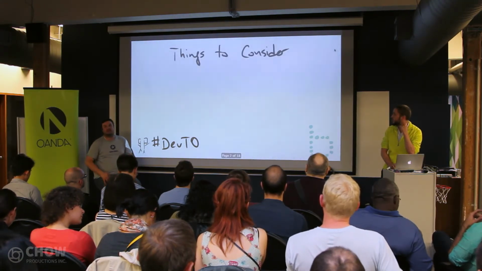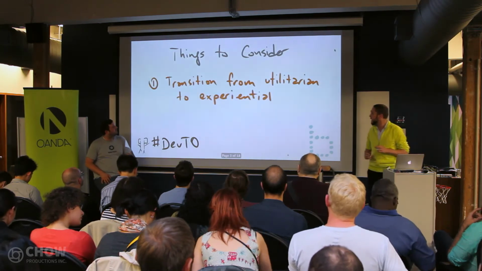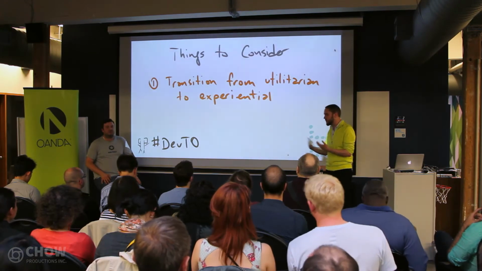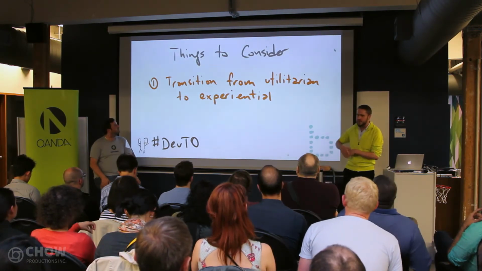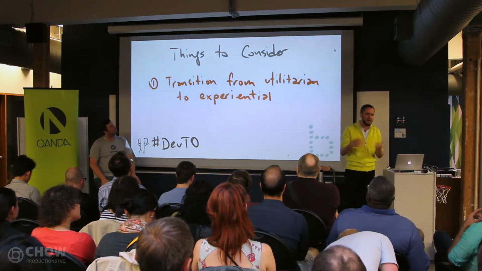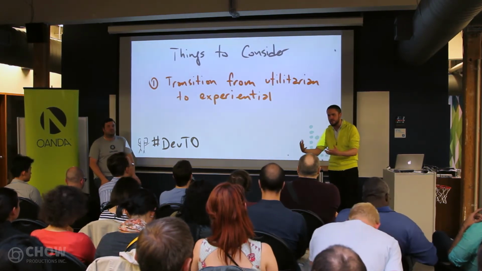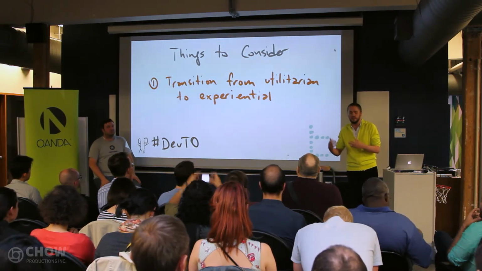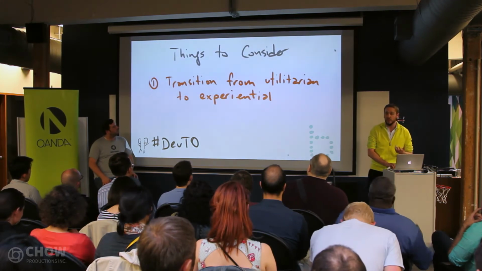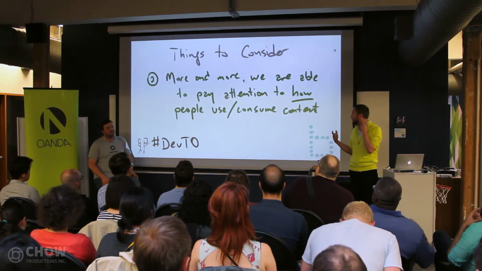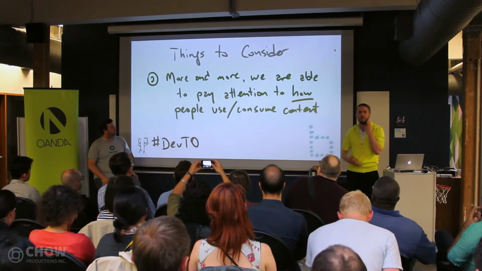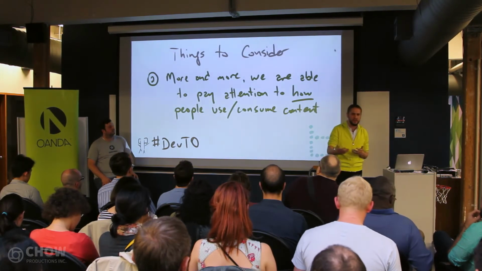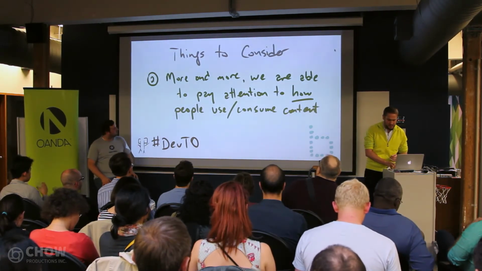A few things to put on the radar first, a few things to consider. Number one, the internet as a whole. I see this as an era where we're transitioning from something strictly utilitarian, with the birth of the internet having a very functional purpose, to something very much experiential. Many of our encounters online that we remember are experience-based. Number two, more and more we are able to pay attention to how people use and consume content. It's very much a guiding aspect of how people interact with any piece of software or any type of device.